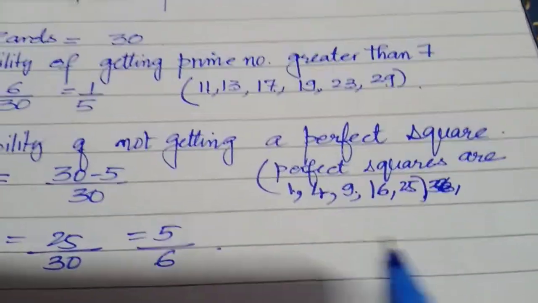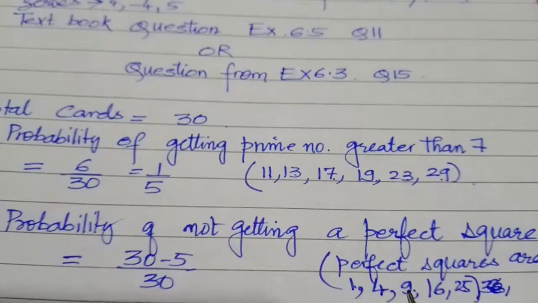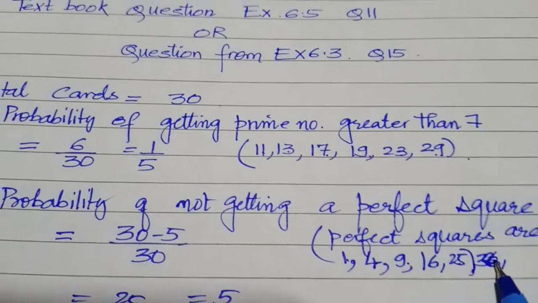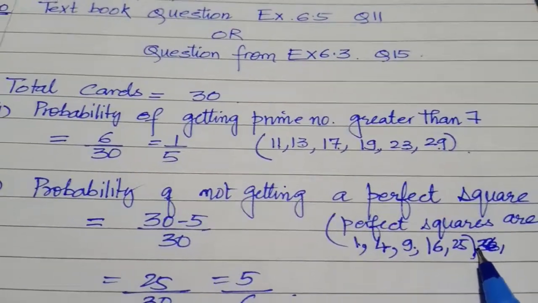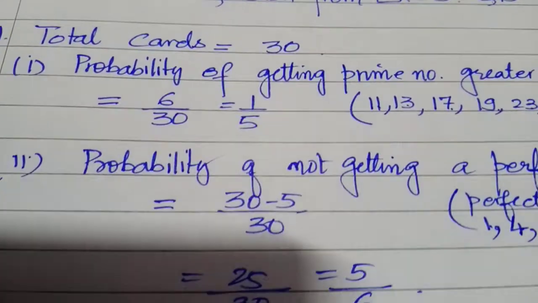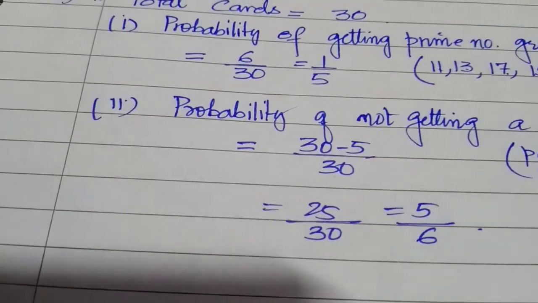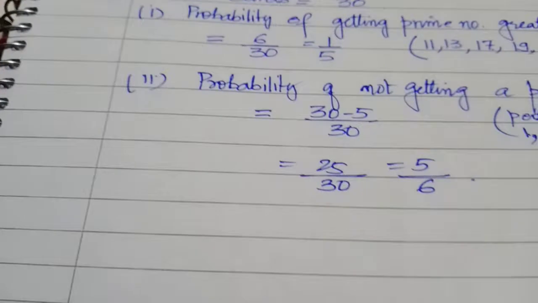Probability of not getting a perfect square. पहले देखो perfect squares क्या क्या है. 1 का स्क्वायर, 2 का स्क्वायर, 3 का स्क्वायर, 4 का स्क्वायर, 5 का स्क्वायर. 6 का स्क्वायर 36 बड़ा हो जाता है, कैंसिल कर दिया. 1 2 3 4 5. सो 30 में से 5 निकाल दो, परफेक्ट स्क्वायर नहीं चाहिए. सो 25/30, 5/6.